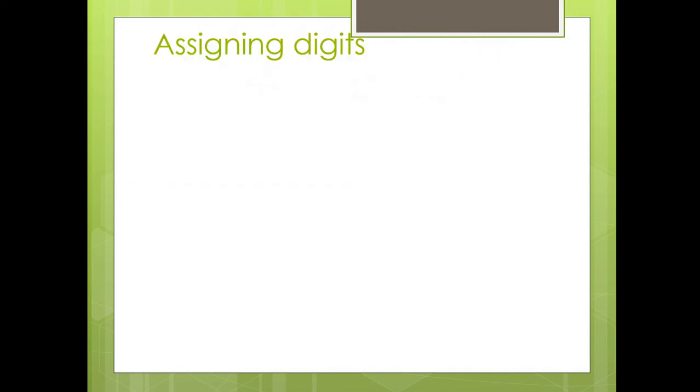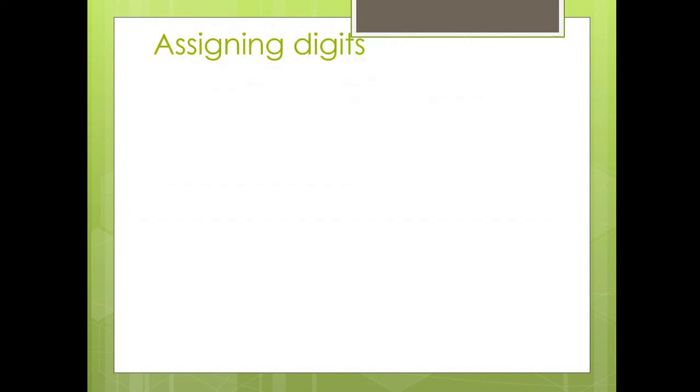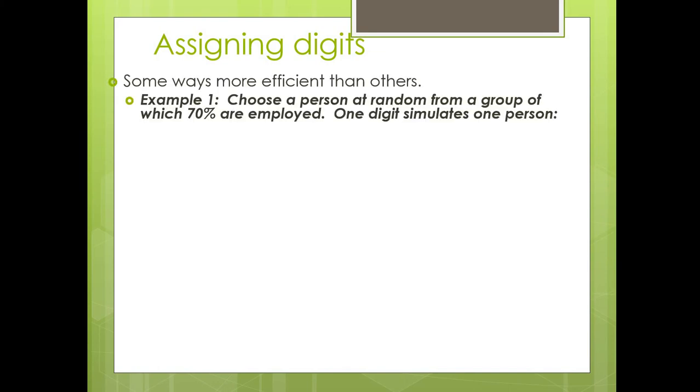Now, assigning digits, you usually want to do the most convenient that is possible. So like on this one, the most convenient is to have one digit represent an occurrence, and if it's odd, it's a boy, if it's even, it's a girl. So we want to be as compact as we can when we're assigning digits.